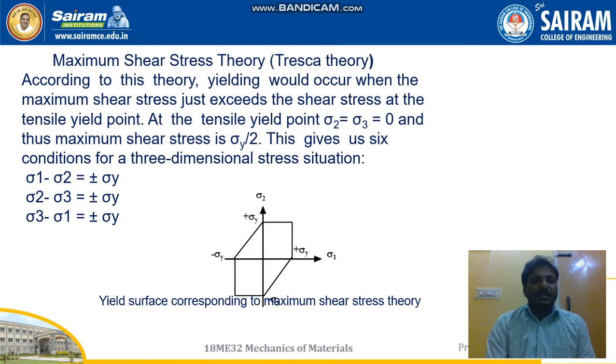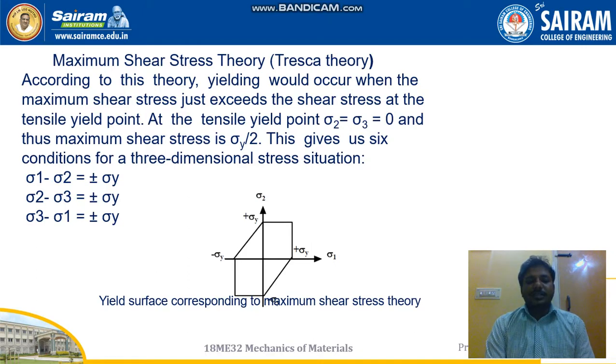See, the maximum shear stress theory, or what we call the Tresca theory, is derived or proved by that equation. According to this theory, yielding would occur. Yielding means the maximum strength where the material changes position, or permanent deformation will occur. So yielding would occur when the maximum shear stress just exceeds the shear stress.